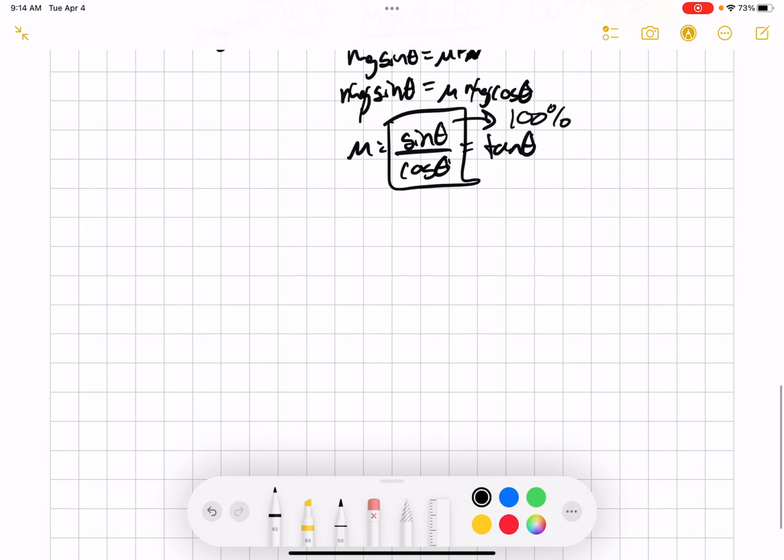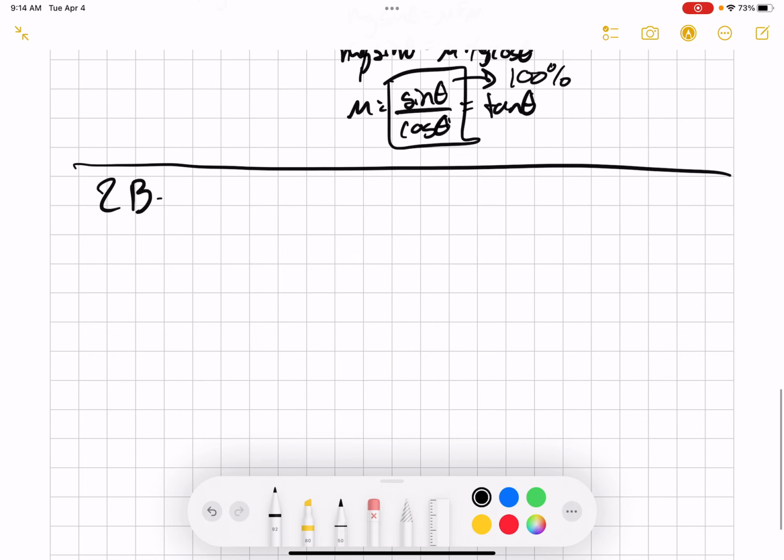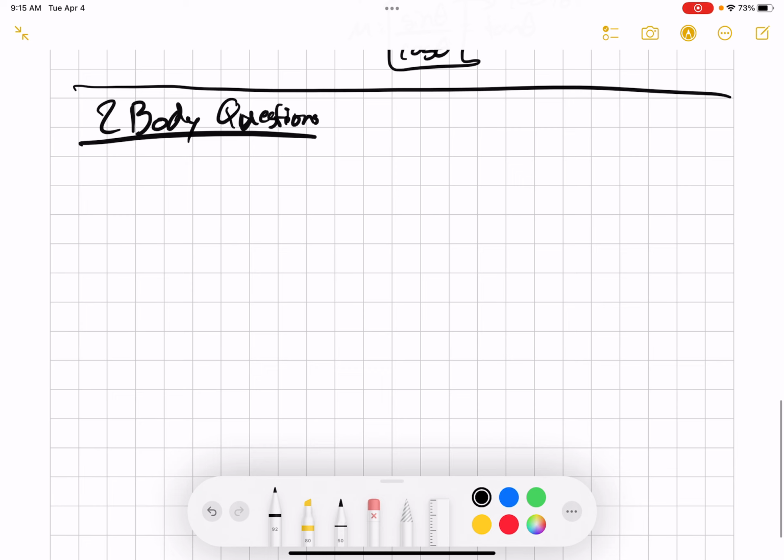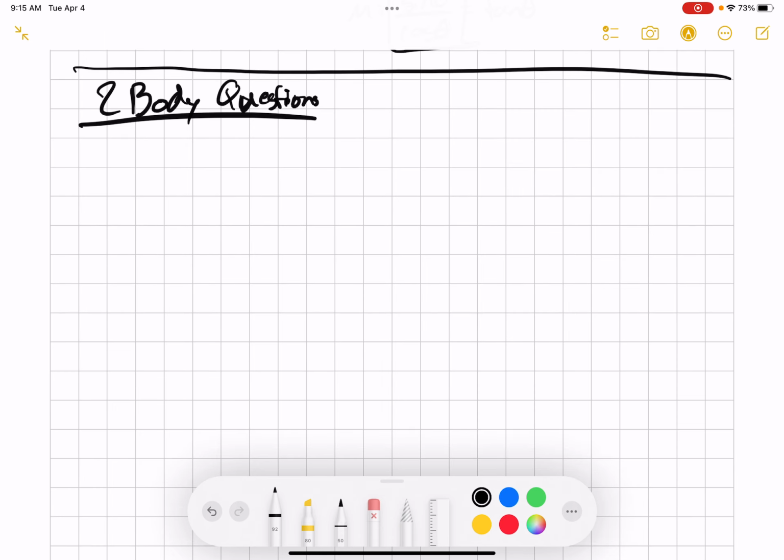So that was part 1 and 2. Let's look at the third type of forces questions. This is two-body questions. And so this is definitely where we're starting to get into much more complicated types of questions. There are two different ways that we can approach these problems. One is set up as one body, or two, set up as two bodies.